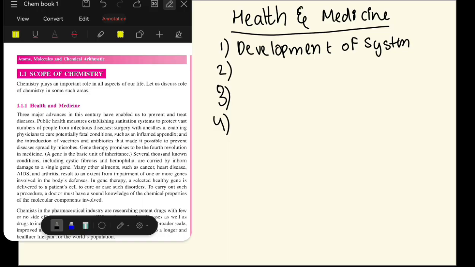Sorry, I did not write sanitary here, I'll just write it real quick. The development of sanitary system helped large populations protect themselves from what? Major diseases, which saved a lot of lives. Okay, the second one is surgery with anesthesia. Surgery with anesthesia helped doctors operate and cure fatal conditions such as inflamed appendix, etc.